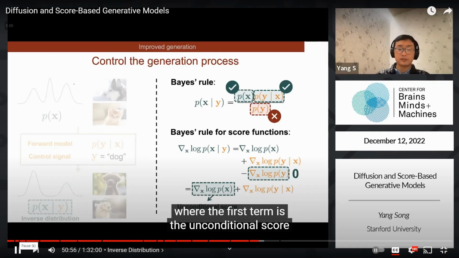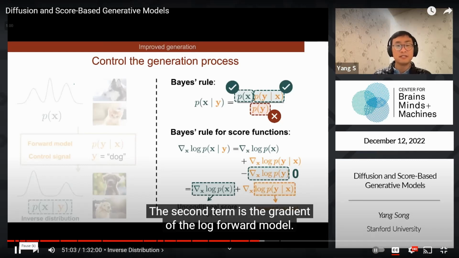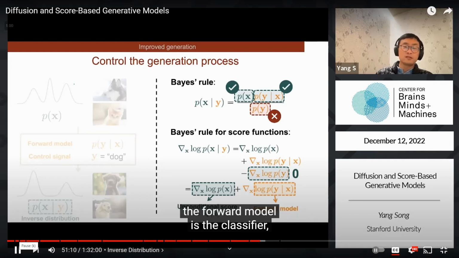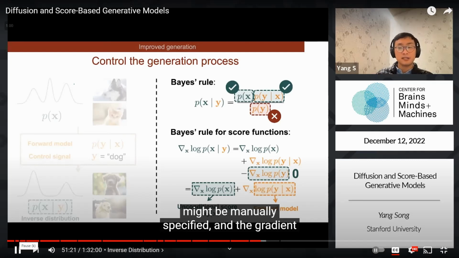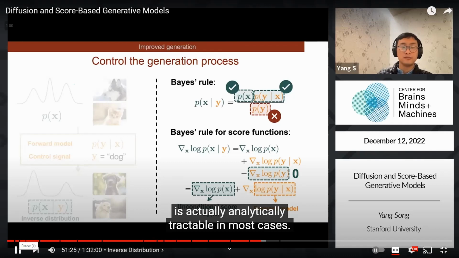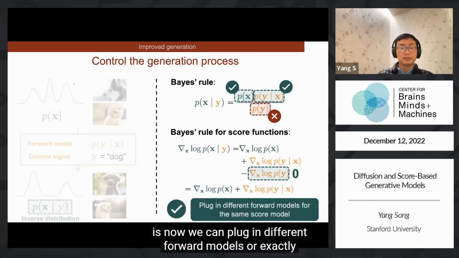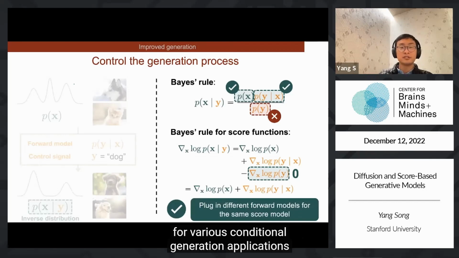Well, the first term is the unconditional score function that can be estimated by training an unconditional score model. The second term is the gradient of the log forward model. In this particular application of conditional image generation, the forward model is a classifier, and the gradient can be very easily computed using back propagation. In some other applications, this forward model might be manually specified, and the gradient is actually analytically tractable in most cases. So the nice thing of this decomposition is now we can plug in different forward models for exactly the same score model, which means we only need to train our unconditional score model once. Then we can repurpose this unconditional score model for various conditional generation applications just by switching the forward model.